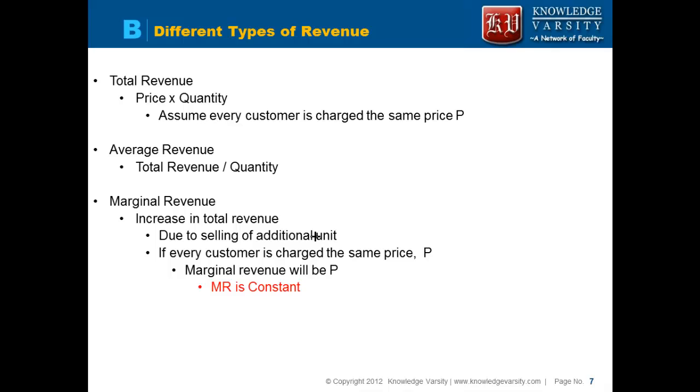Now what are the different types of revenue? We have seen total revenue, price into quantity. We have seen average revenue, total revenue by total quantity. Marginal revenue, that is the additional revenue by selling an additional unit. So here the marginal revenue is by selling an additional unit, assuming every customer is charged the same price. So this is your marginal revenue per output.